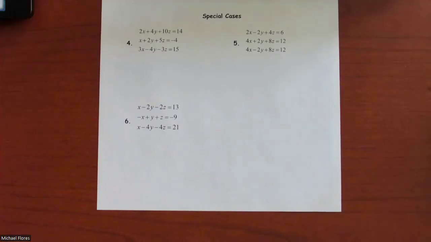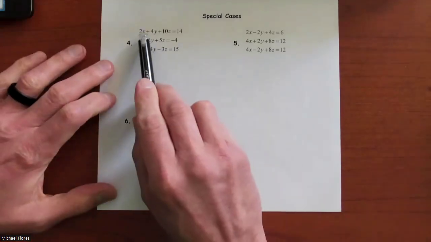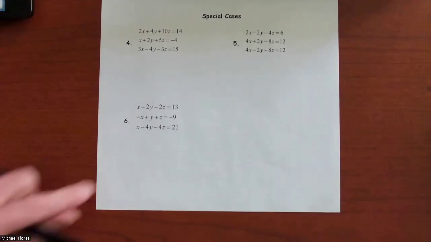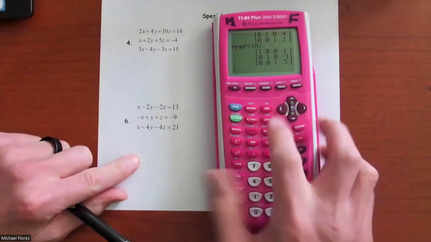Okay, example 4, special cases. I'm trying to give you a hint here. Let's see, is everything set up perfectly for example 4? X, Y, Z, constant, X, Y, Z, constant, X, Y, Z, constant. Yes, it is. Let's go, matrix calculator.